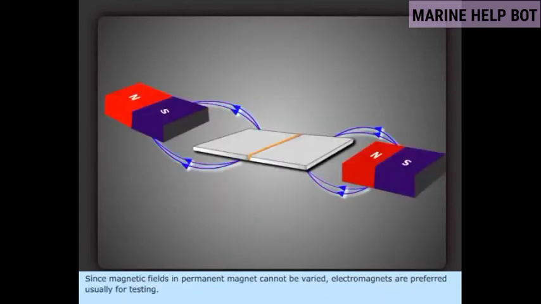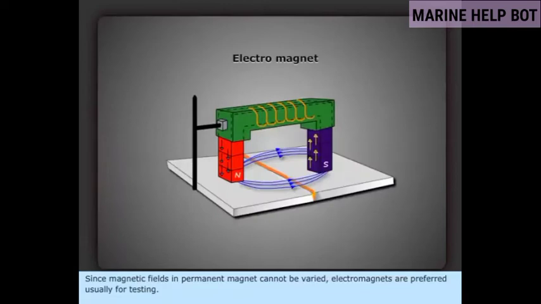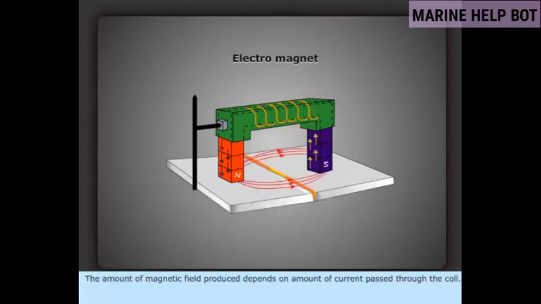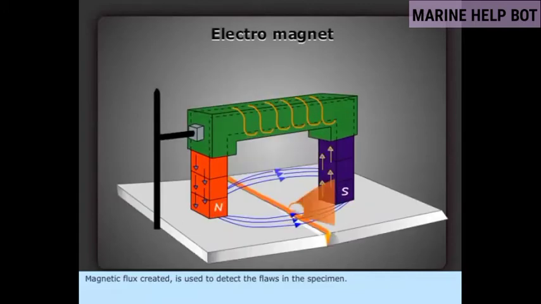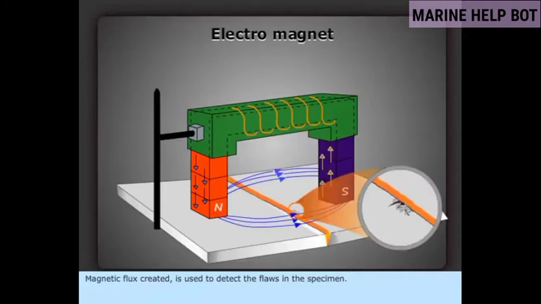Since magnetic fields in a permanent magnet cannot be varied, electromagnets are usually preferred for testing. An electromagnet consists of a coil of wire through which current is supplied to produce a magnetic field. The amount of magnetic field produced depends on the amount of current passed through the coil. The magnetic flux created is used to detect flaws in the specimen.